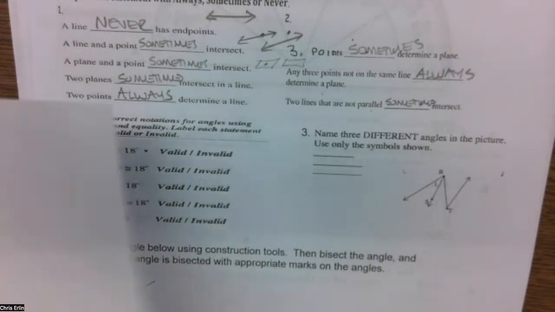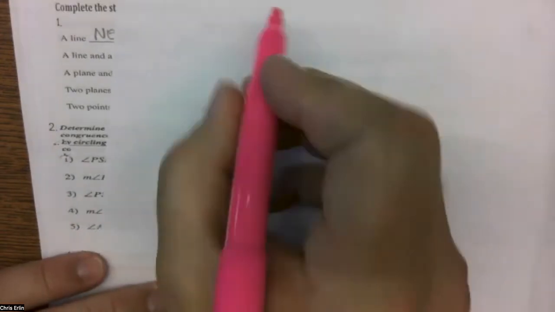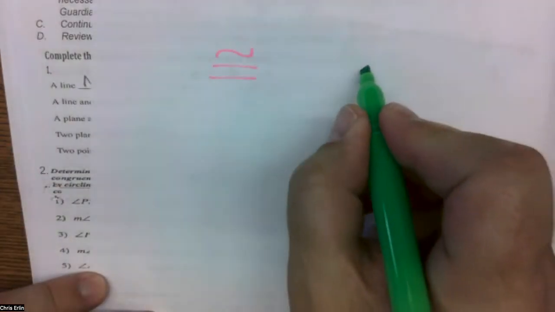Okay. Second thing. There are two worlds of equating stuff in geometry. There's the world of congruence, and there's the world of equality.